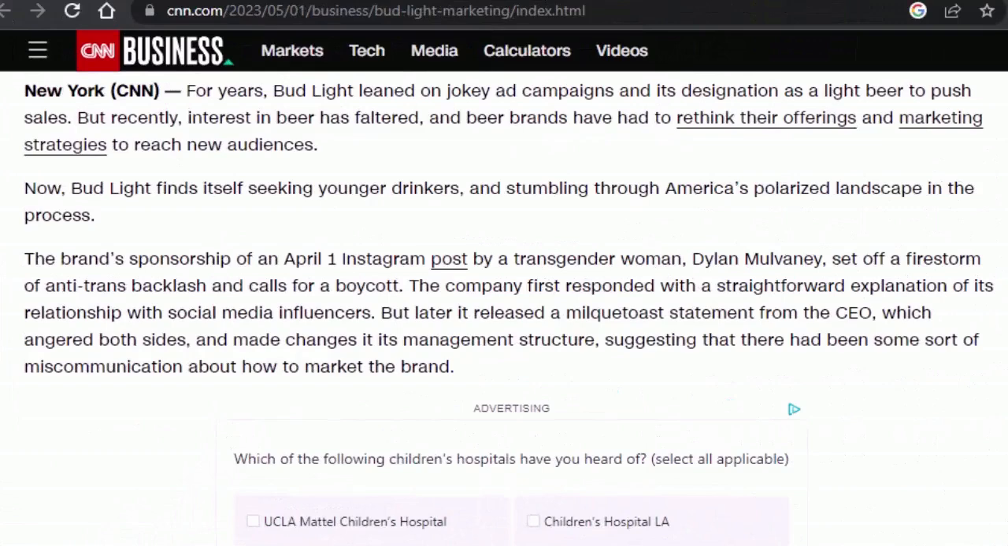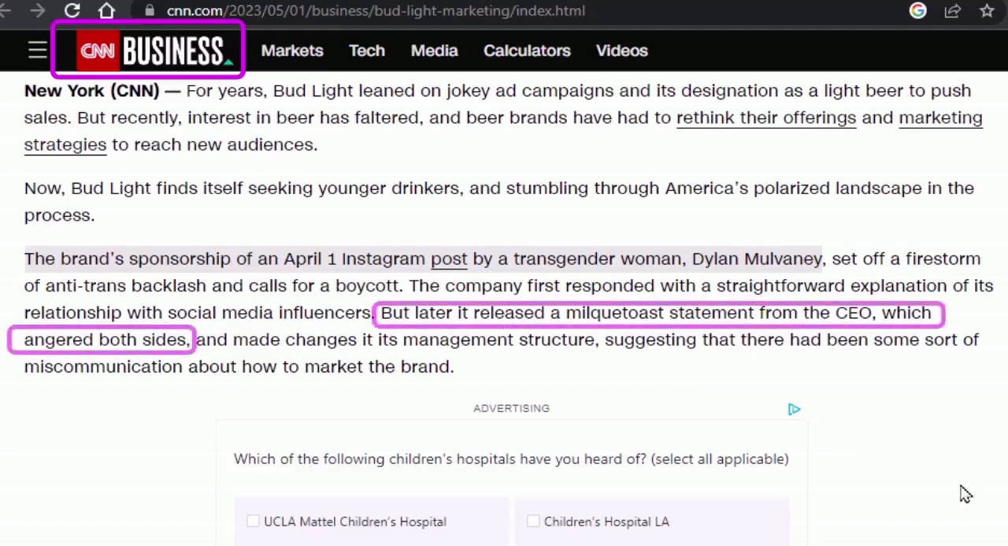We're seeing things like this not just in the boardroom and not just in reports from companies, but we're seeing it in our stores. We're seeing it in commercials and so forth. So I'm sure you've heard of this already. The Bud Light commercial that came out recently was a sponsorship of an Instagram post by a transgender woman and set off a firestorm of anti-trans backlash and calls for a boycott. And people on both sides actually got upset about this.